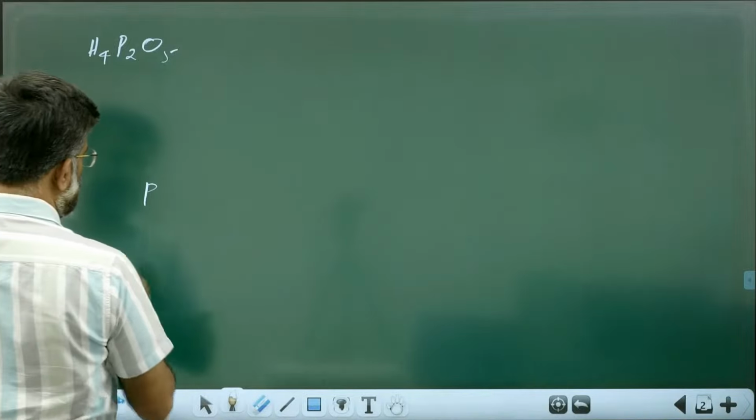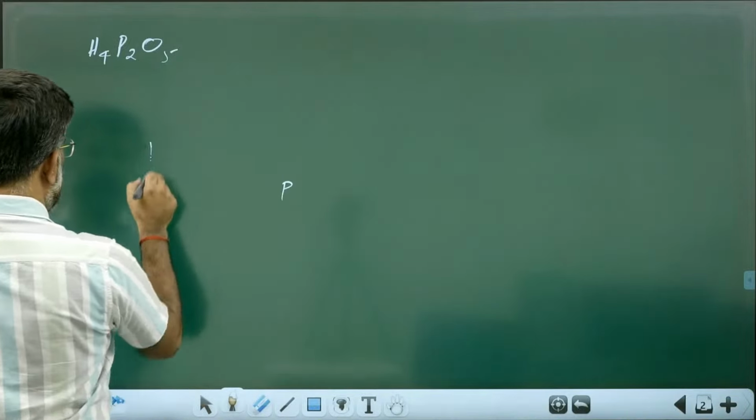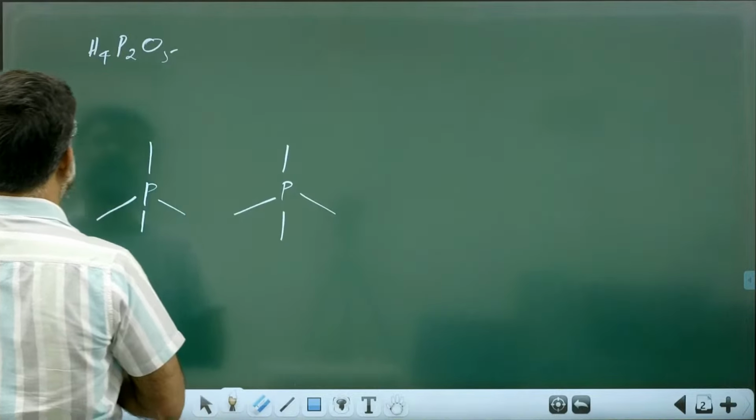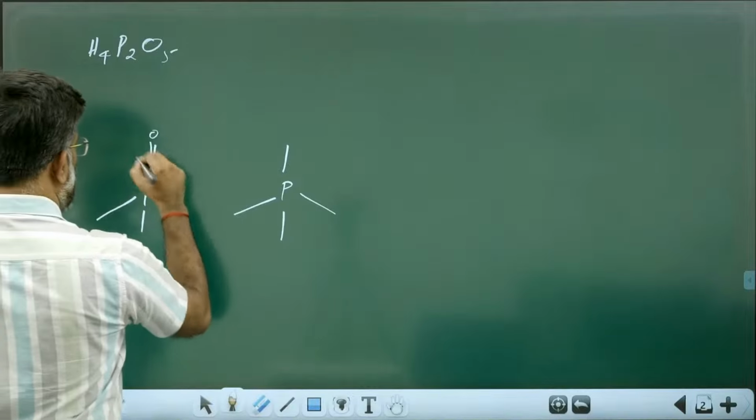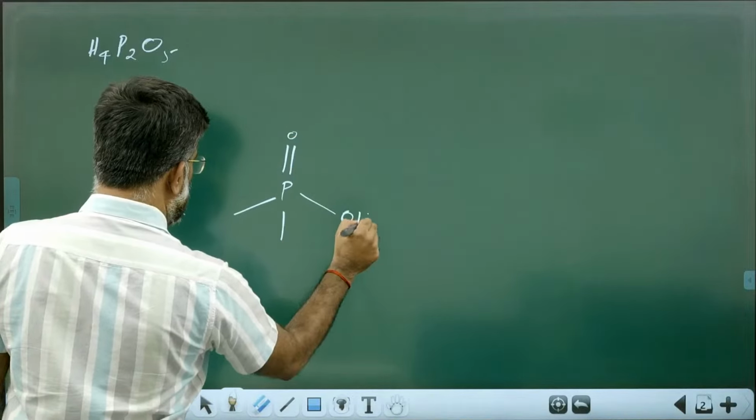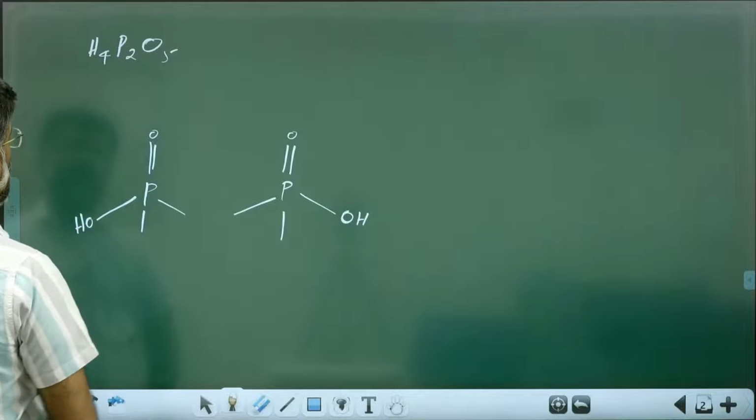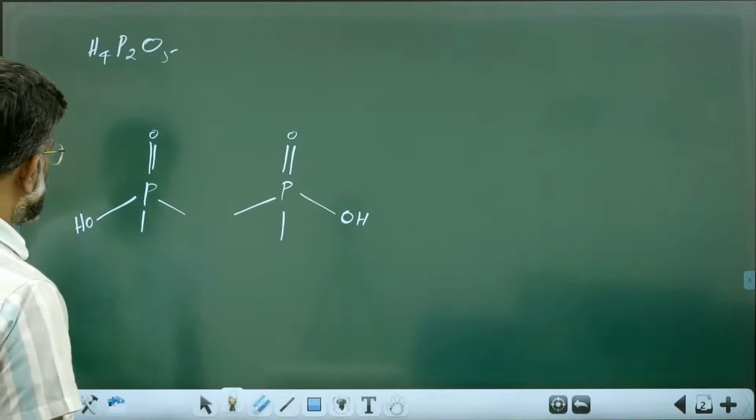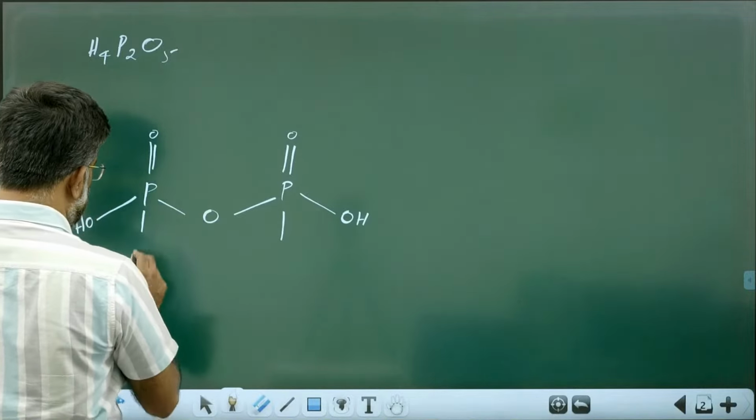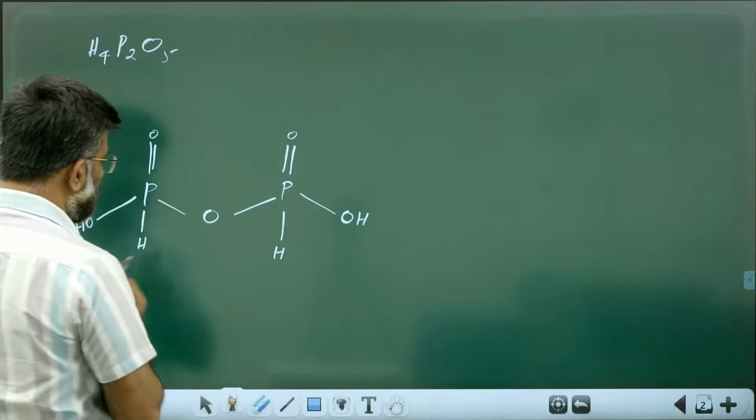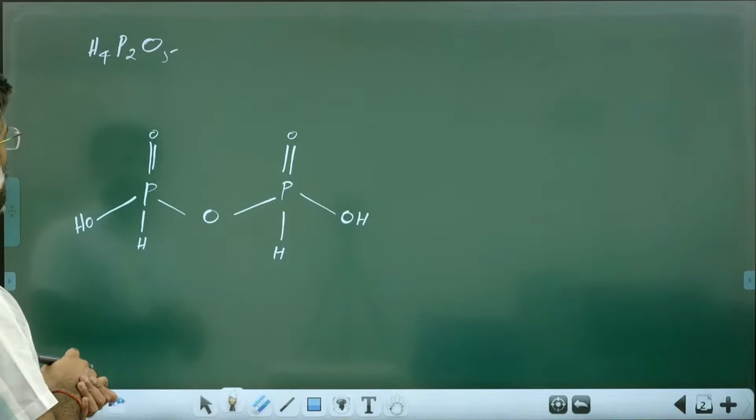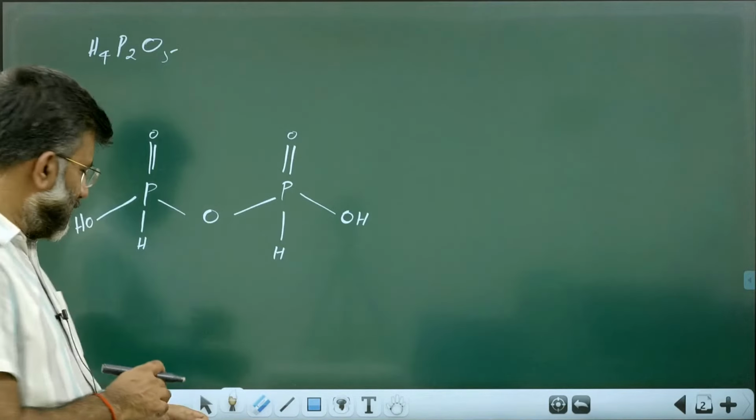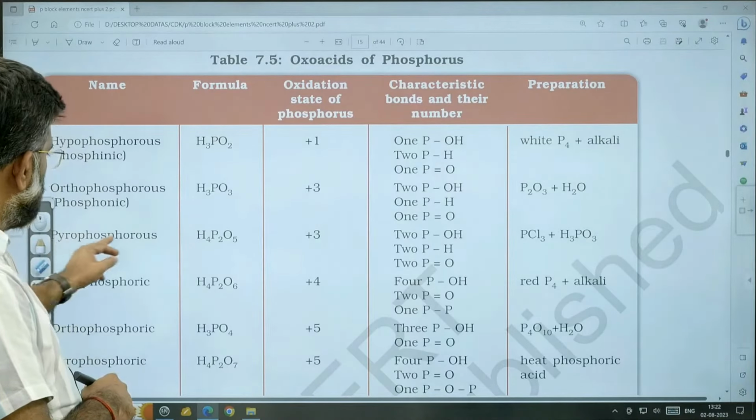You try like this. Phosphorus, 1, 2, 3, 4, 1, 2, 3, 4 like that. 1 PO double bond, OH group. That is essential. Now there are hydrogens, 1 oxygen. So you can give 1 oxygen here and 2 hydrogens here. Now it is H4P2O5. Right? The third compound, pyrophosphorus acid, H4P2O5.